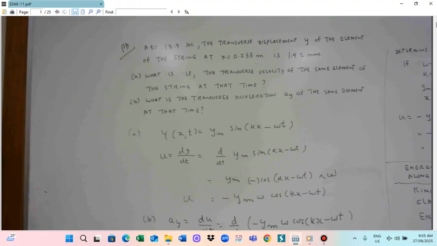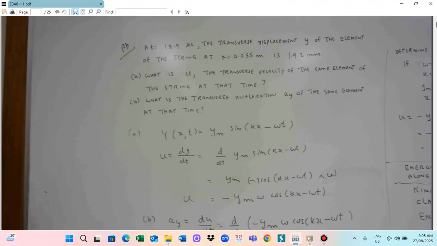Normally the transverse displacement can be calculated by the formula y(x,t) is equal to y maximum sin(kx minus omega t). So this is the equation. In this case, our transverse velocity is u. u is dy by dt. So dy by dt can be calculated: dy by dt of y maximum sin(kx minus omega t).